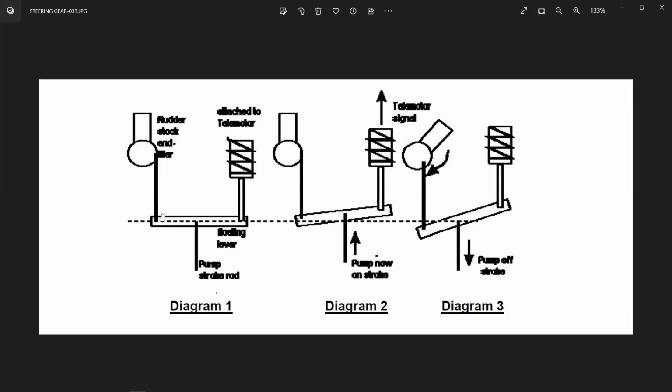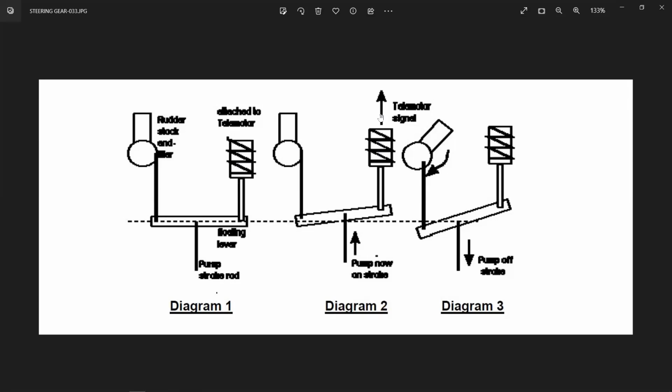So the pump control lever is connected to the floating lever. So now what happens is, suppose the signal from the telemotor gives one signal, say port or starboard, whatever it be. Now that will pull or push depending on the orientation, which direction you want to give. In this case, it is showing a pulling action. Maybe it is going to the port side or starboard side. We don't know. It's not mentioned here.